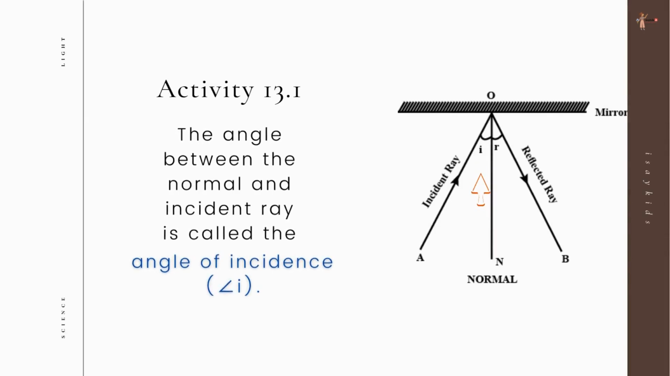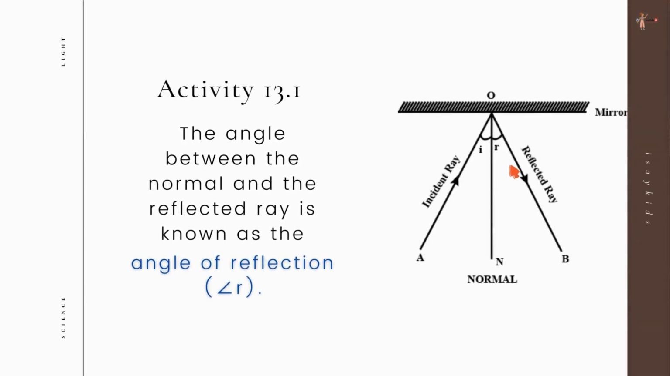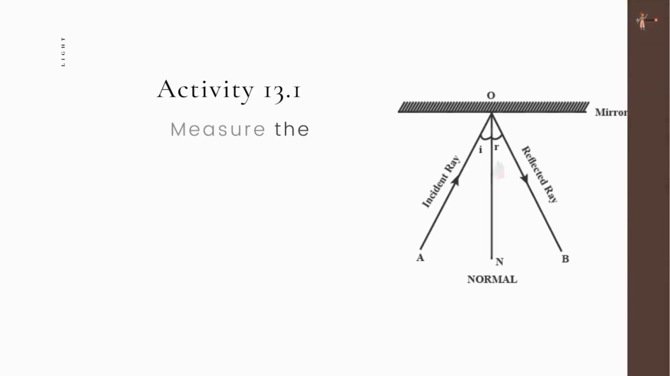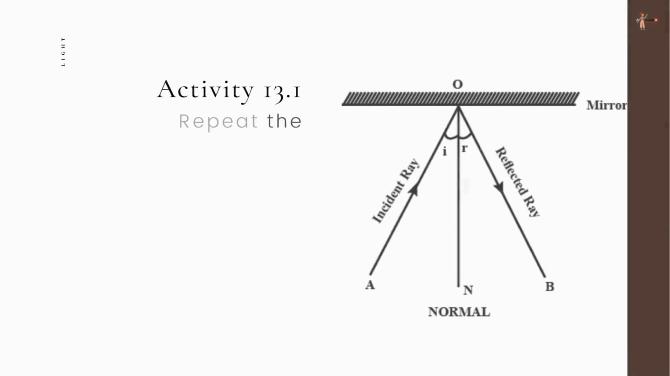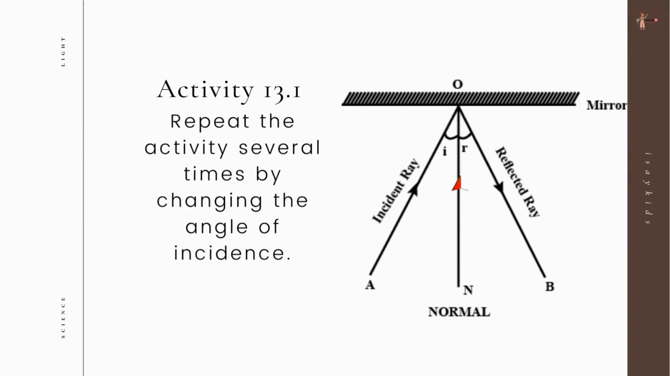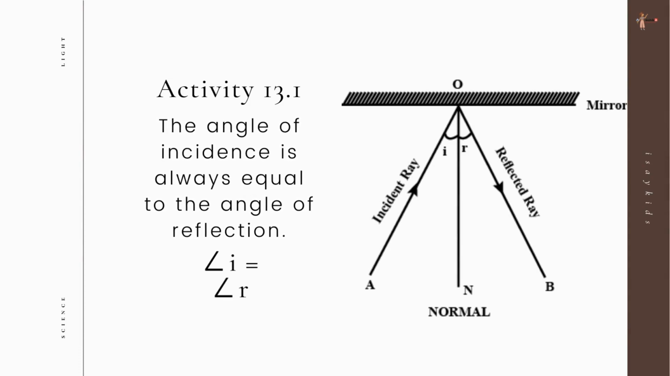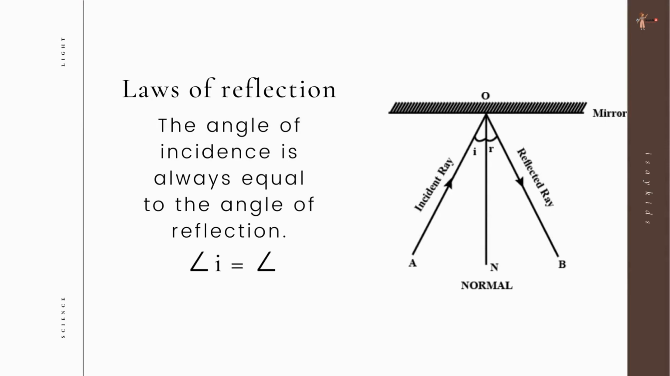The angle between the normal and the incident ray is called the angle of incidence. The angle between the normal and the reflected ray is known as the angle of reflection. Now, measure the angle of incidence and the angle of reflection. Repeat the activity several times by changing the angle of incidence. If the experiment is carried out carefully, it is seen that the angle of incidence is always equal to the angle of reflection. This is one of the laws of reflection.